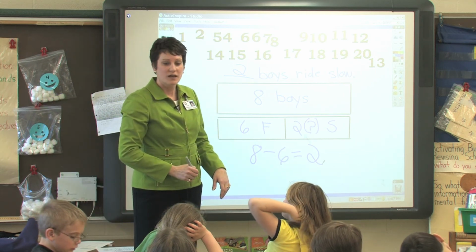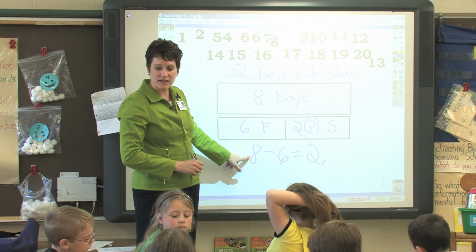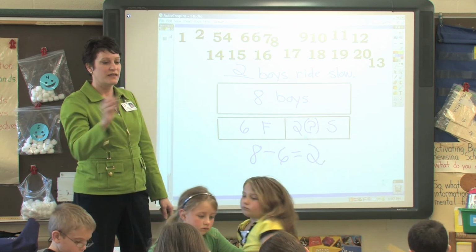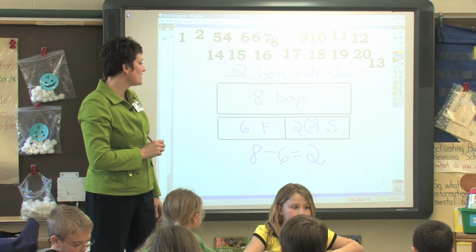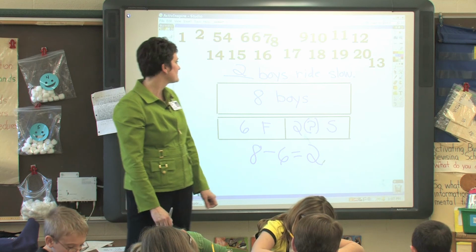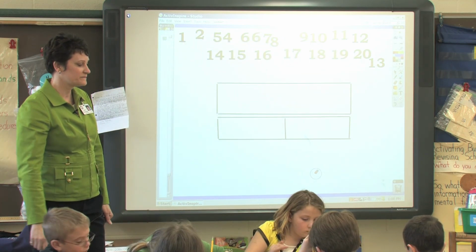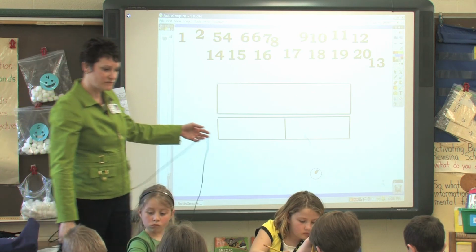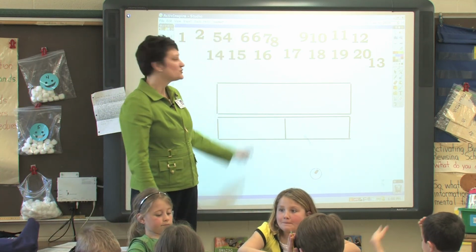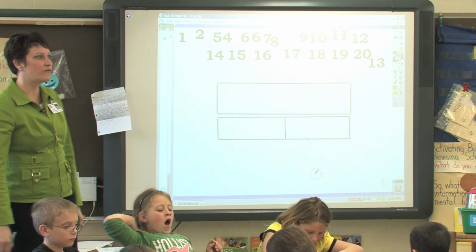Okay? This is the equation I want to see underneath your answer. Where you wrote your answer, then I want to see your equation that goes along with our story. And we're going to start a new story. So what do you have to do first? Draw your boxes. Draw your 2 bars, just like you did before.